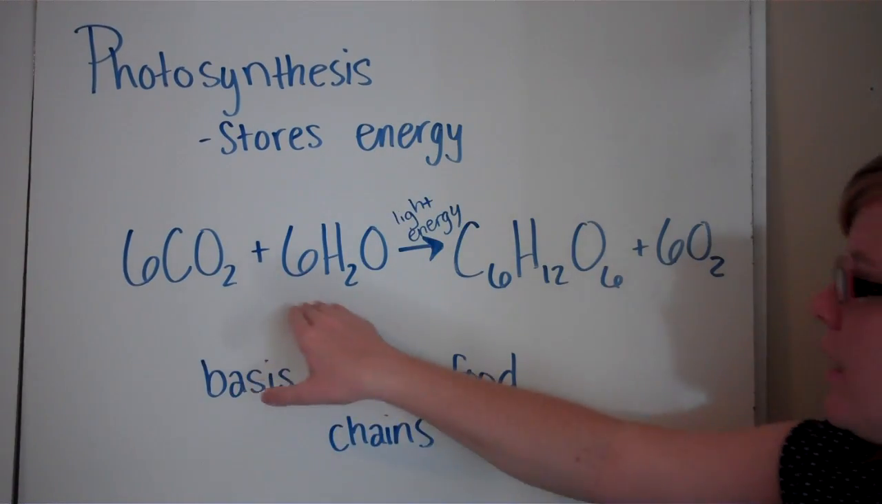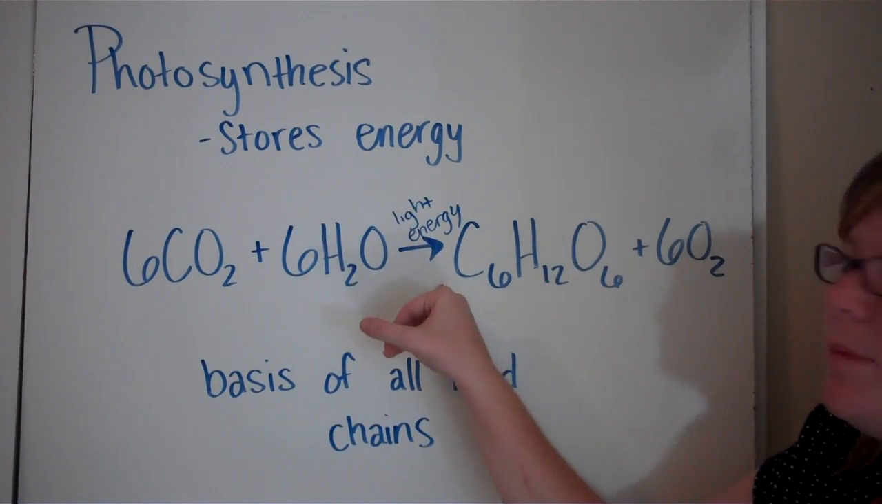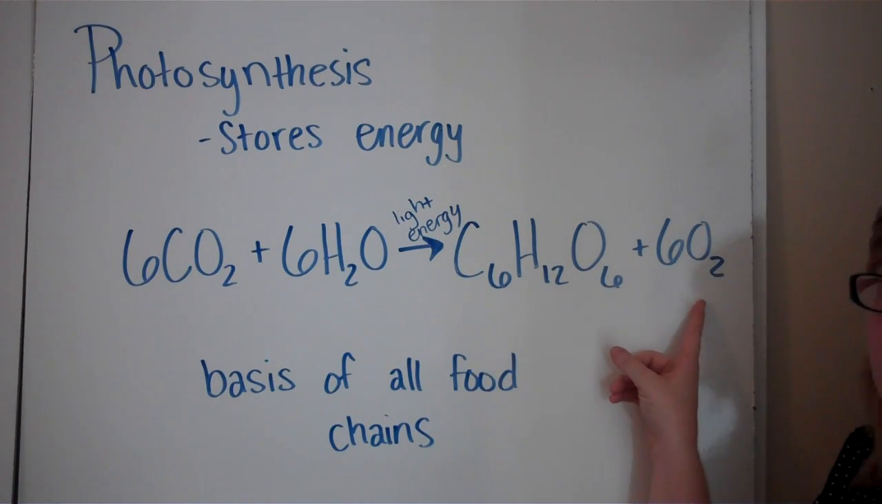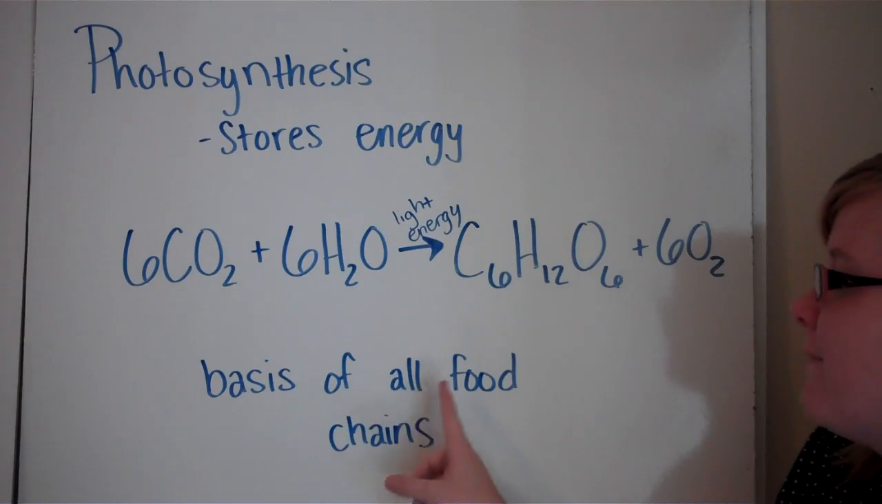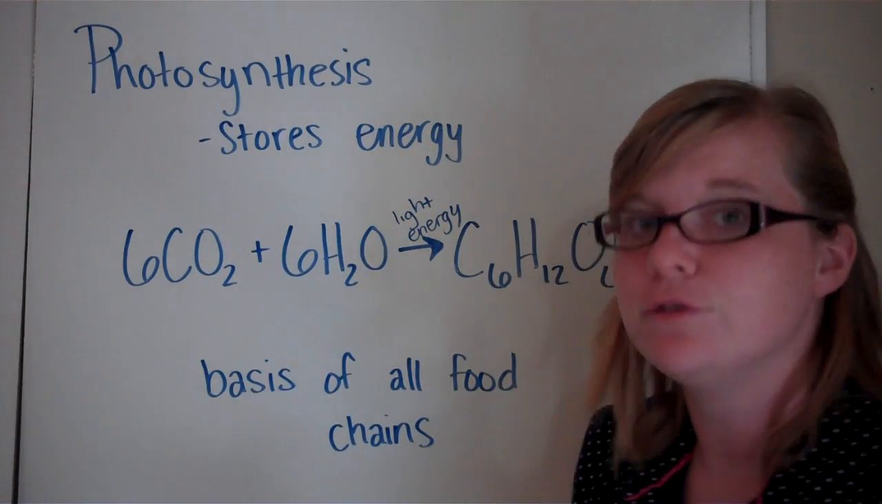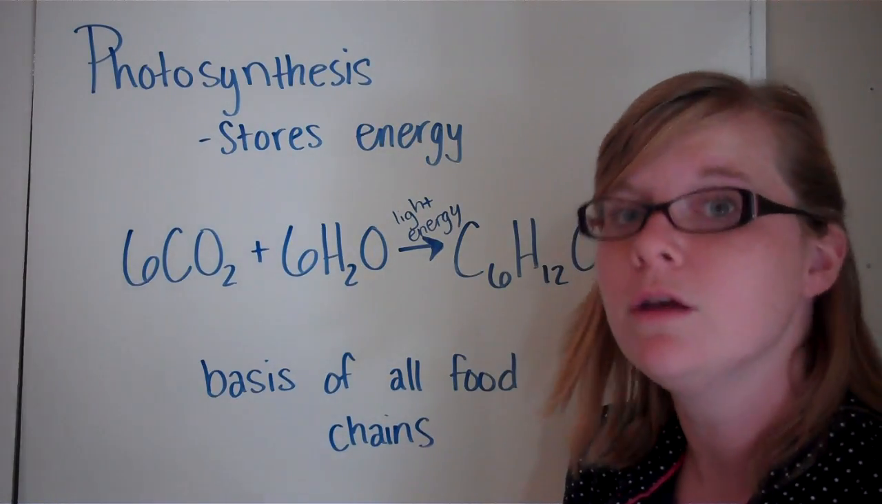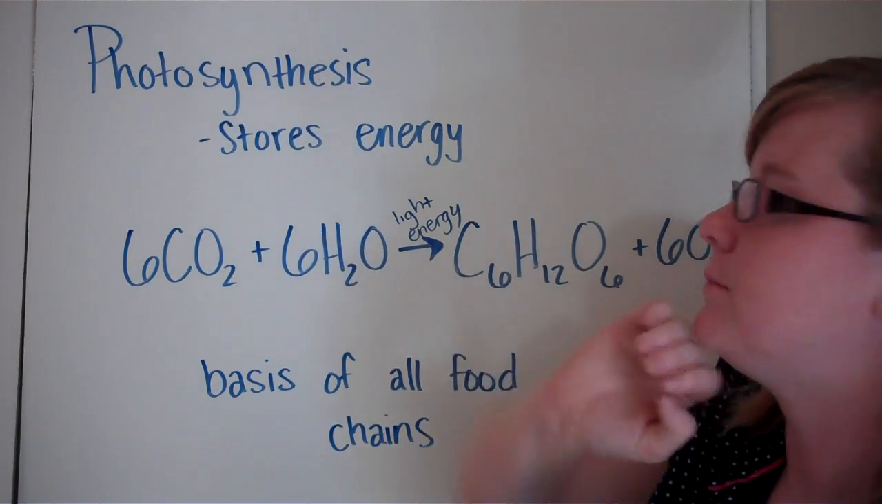So we've got carbon dioxide and water along with energy from the sun are actually going to create our glucose and our oxygen. This is the basis of all food chains. All food chains are going to start with a producer organism, something that can make its own food through photosynthesis.